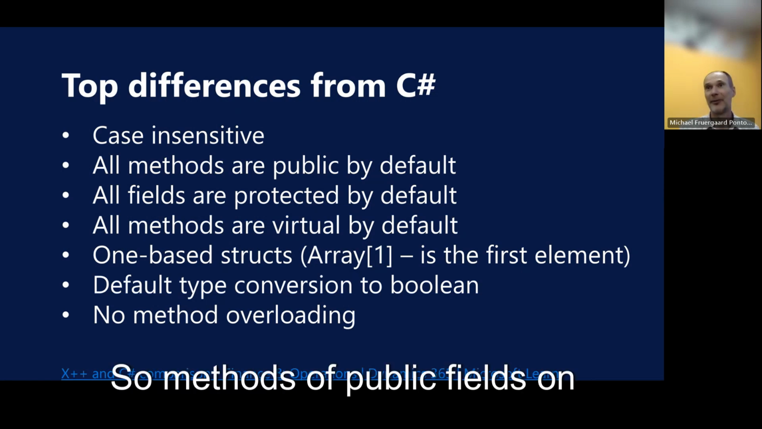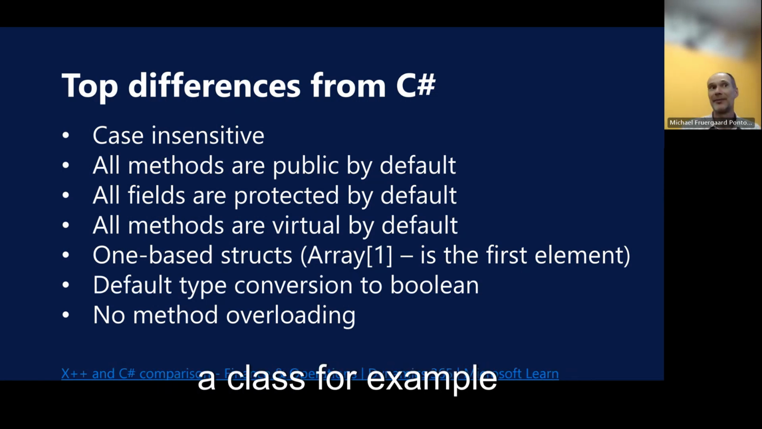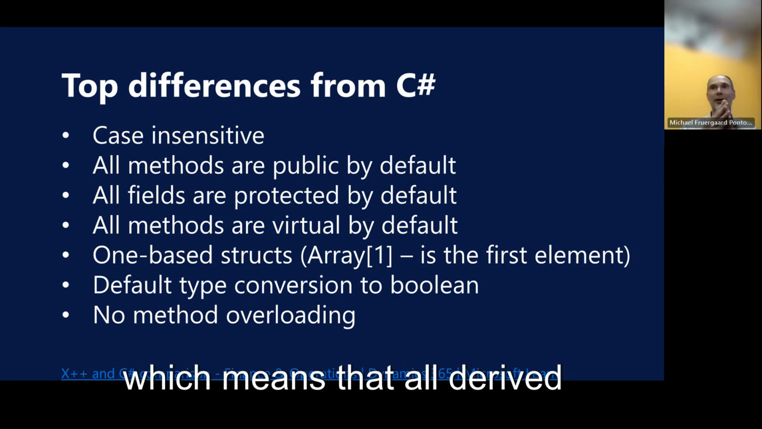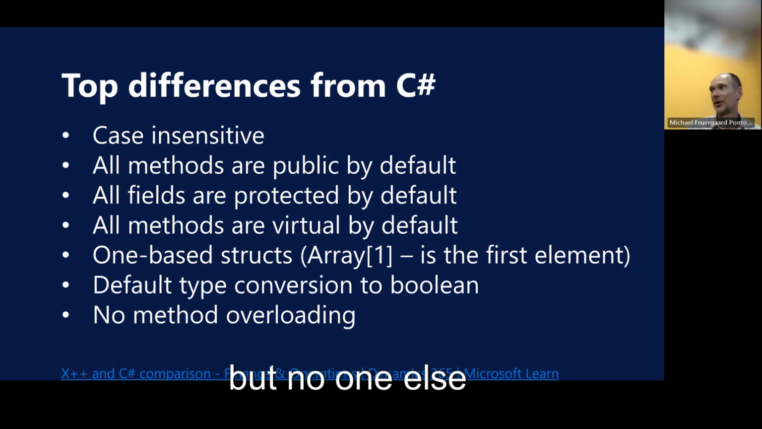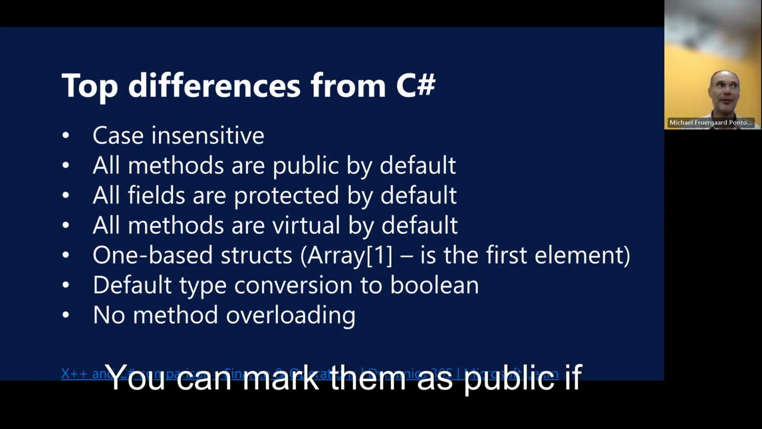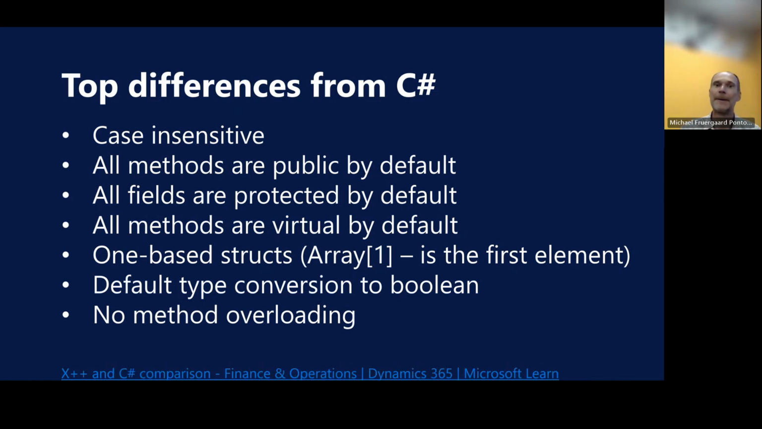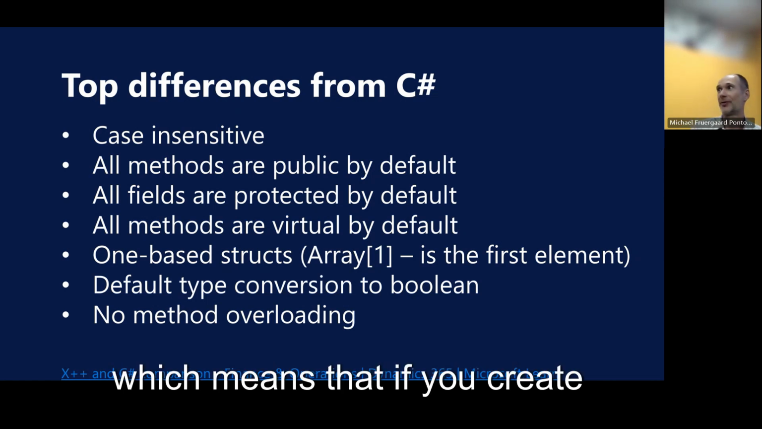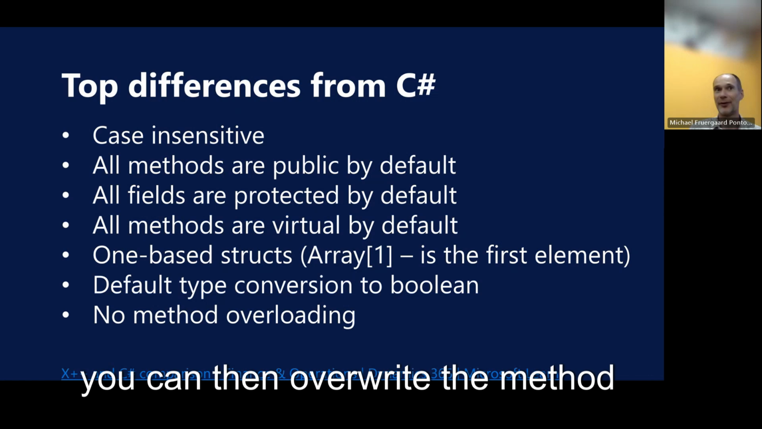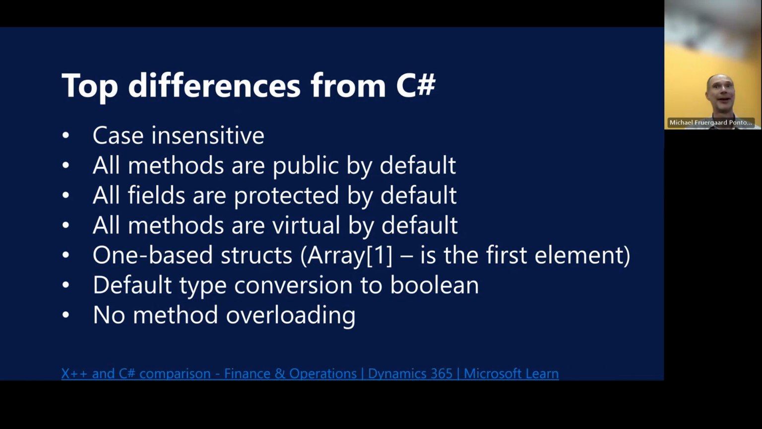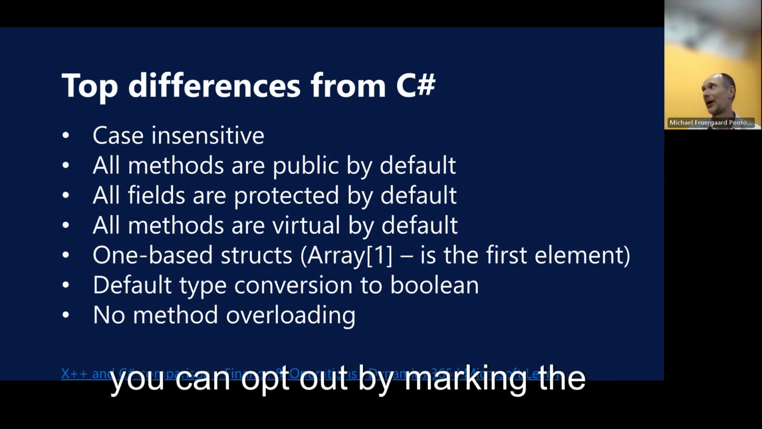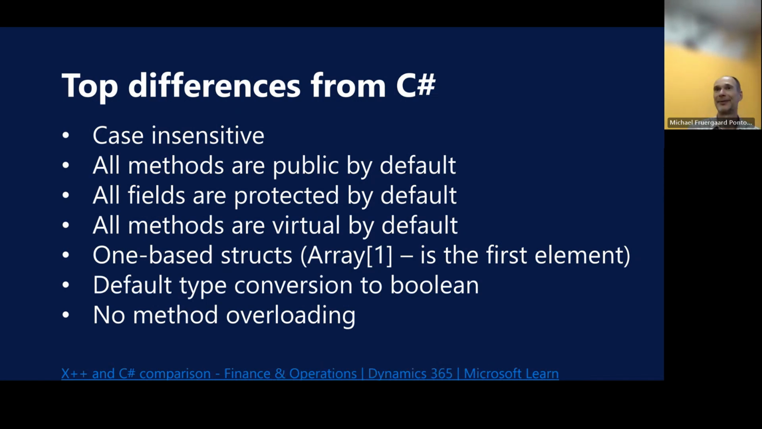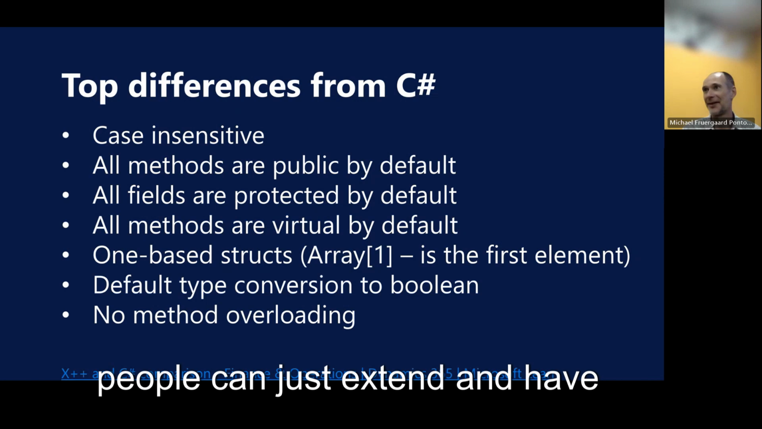So methods are public. Fields on a class, for example, are protected by default, which means that all derived classes have access to them, but no one else. You can mark them as public if you want or private, but by default, they're protected. All methods are virtual by default, which means that if you create a derived class, you can then override the method. If you don't want people to override it, you can opt out by marking the method as final. But if you don't do anything, people can just extend and have access to everything.